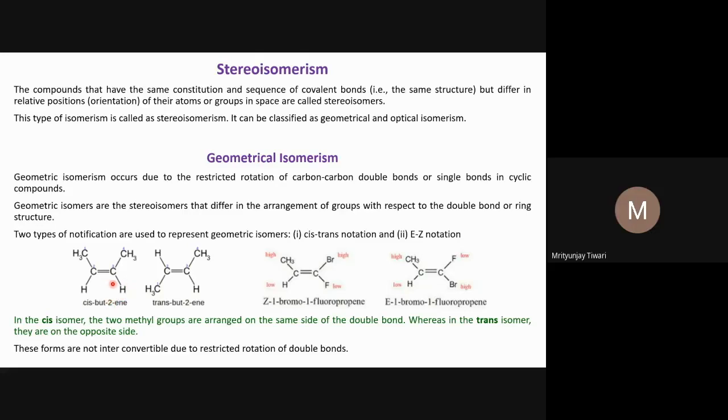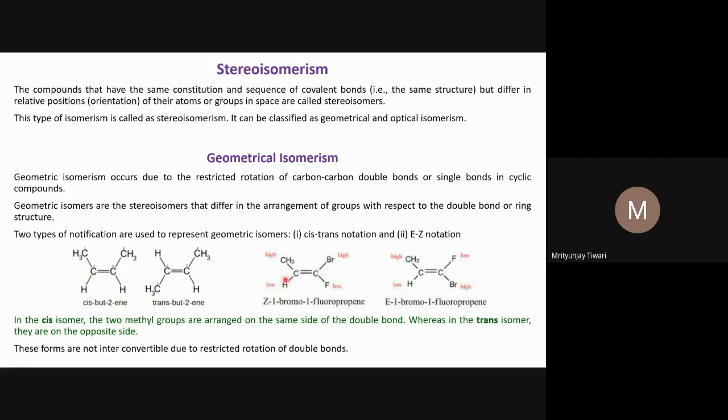Even their chemical properties differ to a certain extent, so these are different compounds. To differentiate between them, we write cis, and the IUPAC name is butene. So this is cis-butene or cis-2-butene, and this is trans-2-butene, because we write it this way in IUPAC nomenclature.